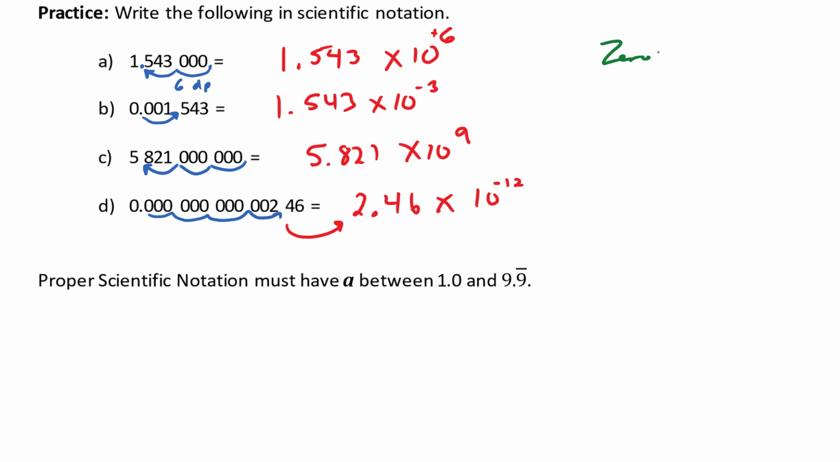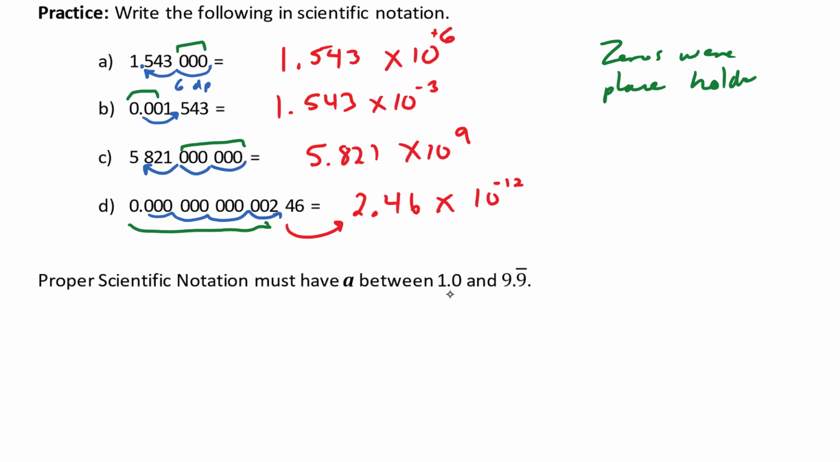Also note, the zeros were placeholders. So these zeros here, these zeros here, these zeros here, and these zeros here were all zeros to indicate the proper place value of the numbers that were not zero. We assume they are not significant, so when we write it in scientific notation, they are removed. Don't forget that.